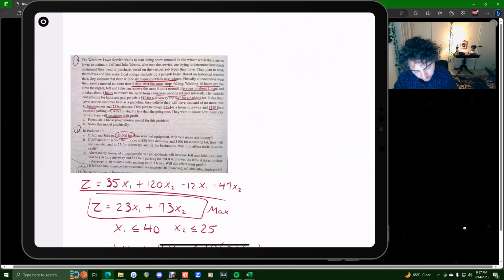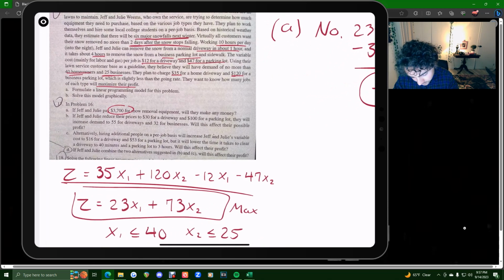Probably not. So I'm gonna go ahead and just run a little 17 here. I'm gonna say no, because they're only making like $2,300, but if they have to spend $3,700, you're in the negatives. Okay. So part B.